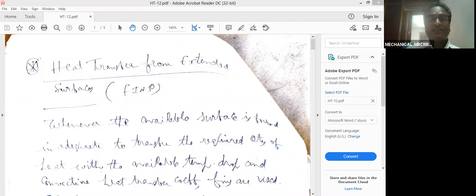Now, the next topic: heat transfer from extended surfaces. This is also very, very important. We can also call them fins.